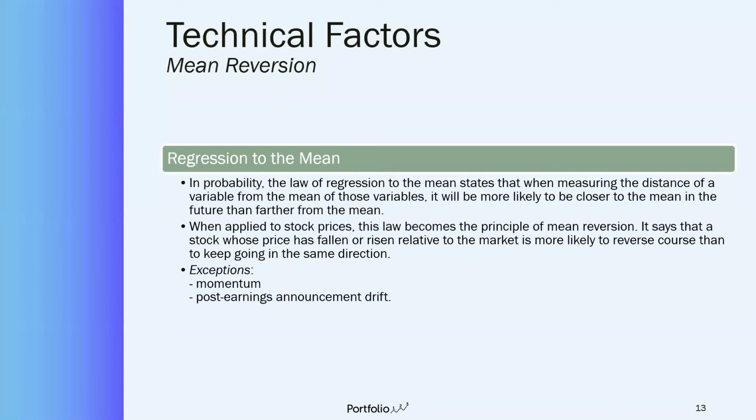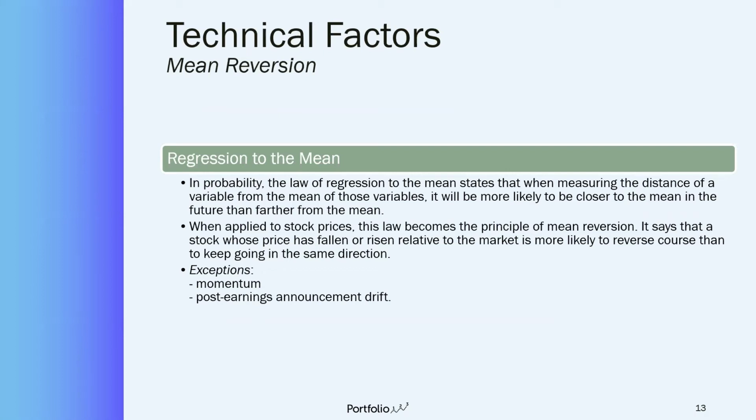In probability, the law of regression to the mean states that when measuring the distance of a variable from the mean of those variables, it will be more likely to be closer to the mean in the future than farther from the mean. And this depends on the imperfect correlation of variables. Let me give you an example. If tall parents always produce taller children and short parents always produce shorter children, there would be perfect correlation and there would be no mean regression. But because there's an imperfect correlation between height of parents and their children, 2 7'6" parents are not very likely to produce 7'6" children, and 2 4.5-foot parents are not very likely to produce 4.5-foot children.